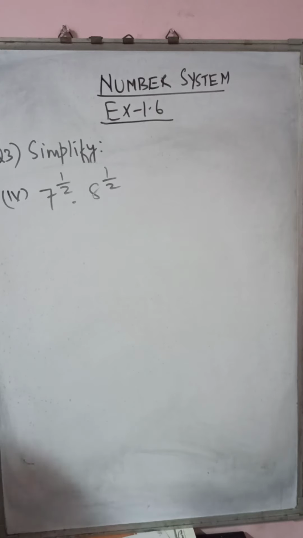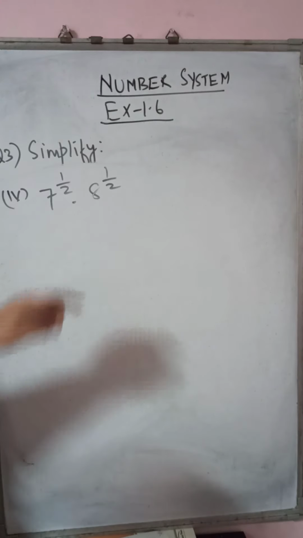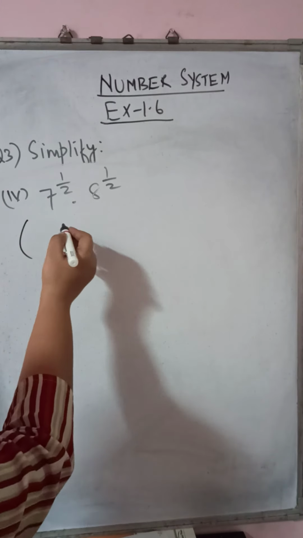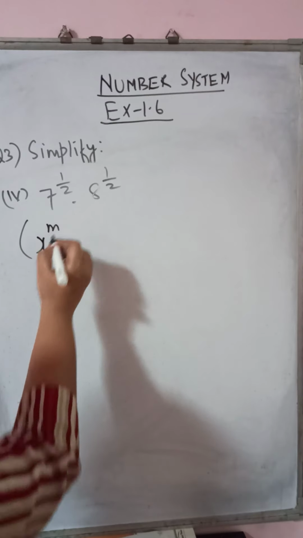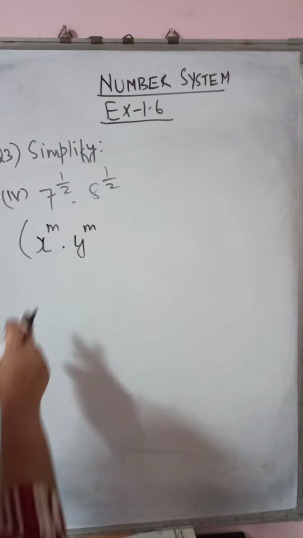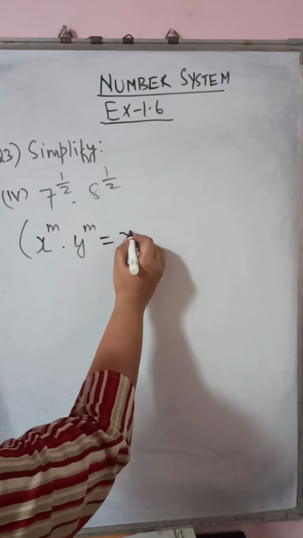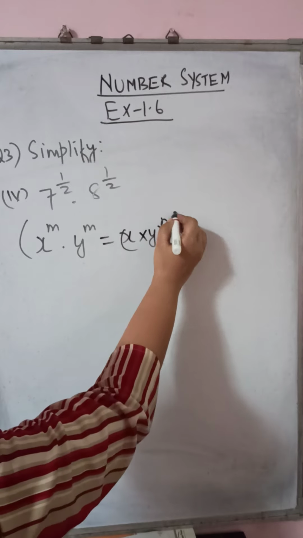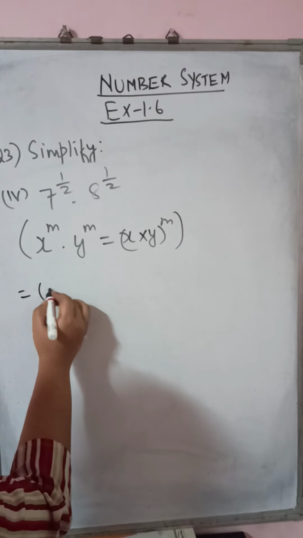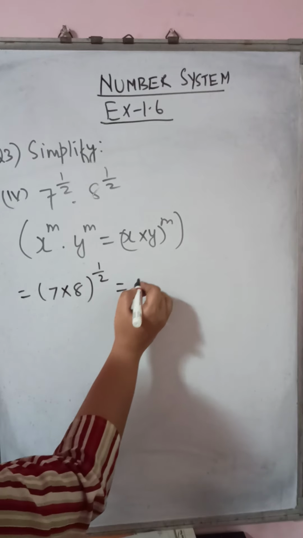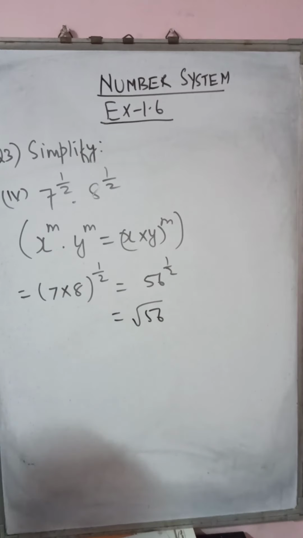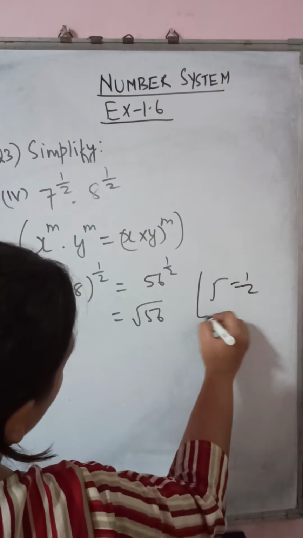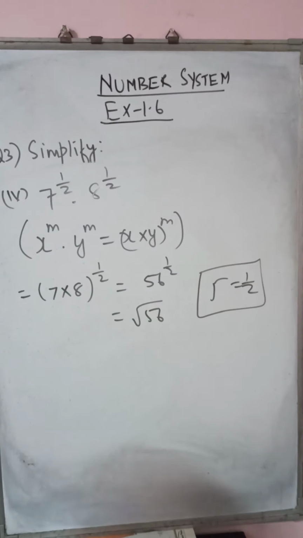Last question, question number 3. 7 raised to power half into 8 raised to power half. So which rule of exponent will we use here? Here the bases are different but the power is the same. So it is in the form of x raised to power m into y raised to power m. So the bases are different and the power is the same. So the answer will be x into y raised to power m. Okay. So according to this, you can write 7 into 8 raised to power half. So 56 raised to power half, or half means root 56. This root means half. So this is the answer. So this exercise is done.